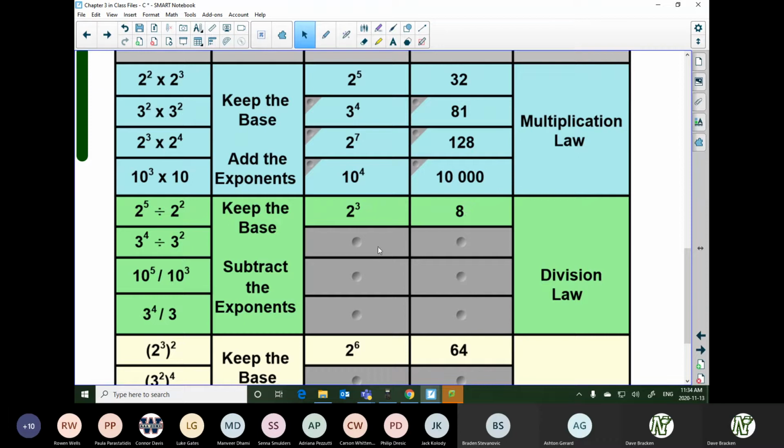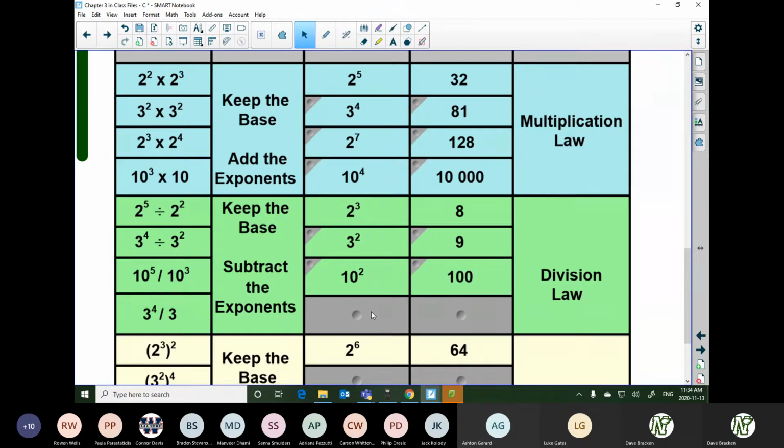Somebody new who hasn't answered yet. 3 to the power of 4 divided by 3 to the power of 2? 3 to the 2. There it is. And 3 to the power of 2 is 9. What about the next one? What should we get for this one? 10 to the power of 2. We subtract 5 and 3, we get a new exponent of 2, and 10 to the power of 2 is 100.